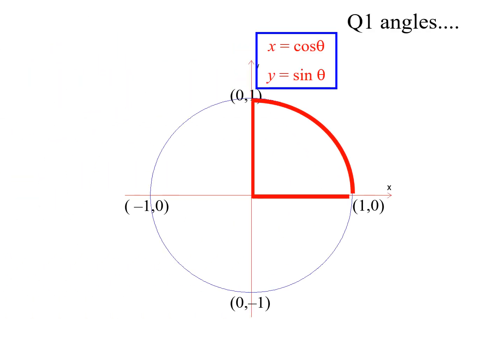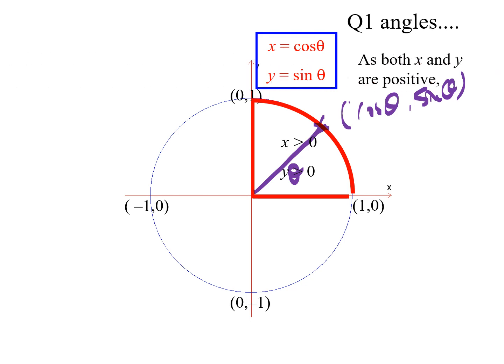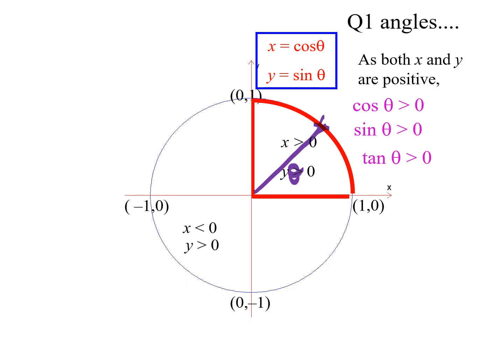Okay, now let's look at quadrant 1 angles. The x is cos theta, the y is sine theta. So let's write this as cos theta, sine theta. And that's quadrant 1. So in quadrant 1, your x is positive, y is positive. I'm blocking that, so I'm going to erase this. Cos theta is positive and sine theta is positive because x and y are positive in the first quadrant, and therefore tangent also has to be positive because tangent is simply sine over cos.